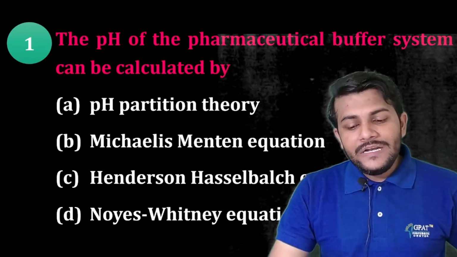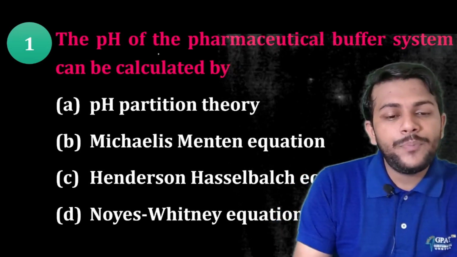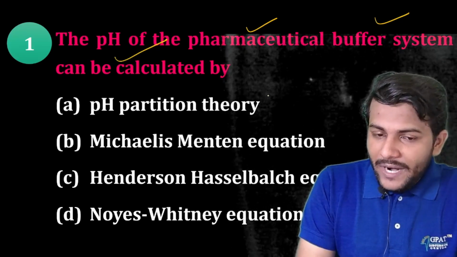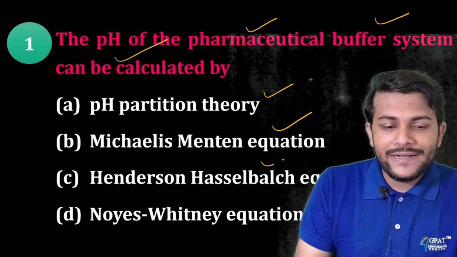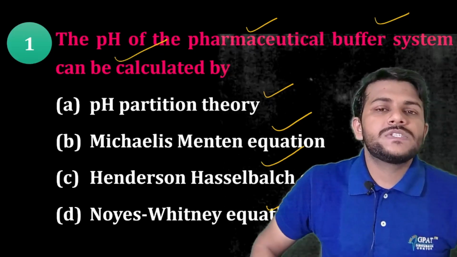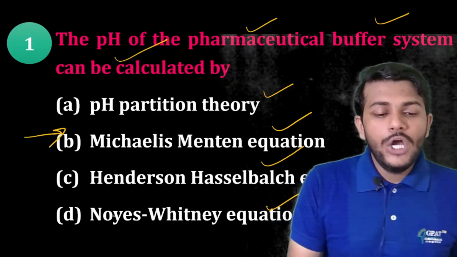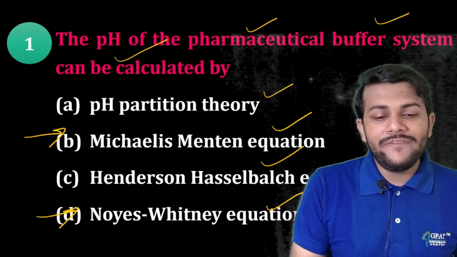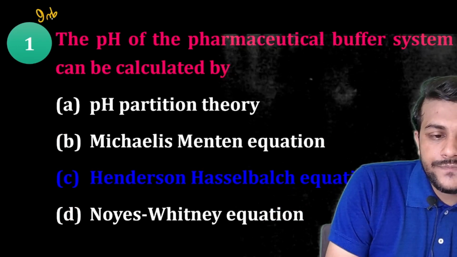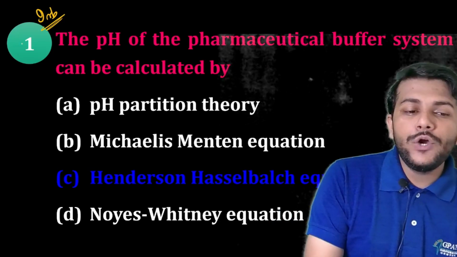So now we will do some questions, some new concepts relevant to today's series. First, the pH of a pharmaceutical buffer system is calculated by: pH partition theory, Michaelis-Menten equation, Henderson-Hasselbalch equation, or Noyes-Whitney equation. pH partition theory we can use in case of distribution. Michaelis-Menten equation is enzyme relevant. Noyes-Whitney equation is dissolution relevant. And Henderson-Hasselbalch equation, most important. Many times in your GPAT, NIPER, Pharmacist, Drug Inspector exams.